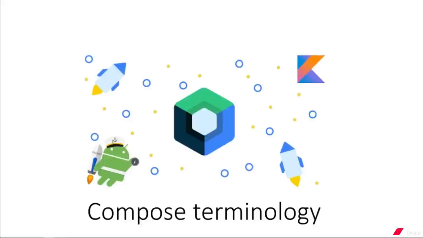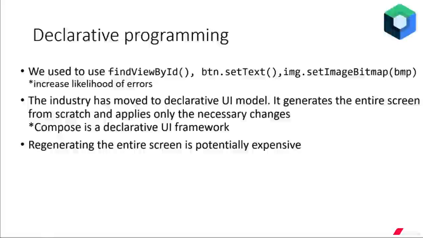Hello. In this lecture, we will discuss Compose terminology. Historically, an Android view hierarchy has been representable as a tree of UI widgets. As the state of the app changes, because of things like user interactions, the UI hierarchy needs to be updated to display the current data. The most common way of updating the UI is to walk the tree using functions like findViewById and change nodes, for example, with button.setText or image.setImageBitmap.